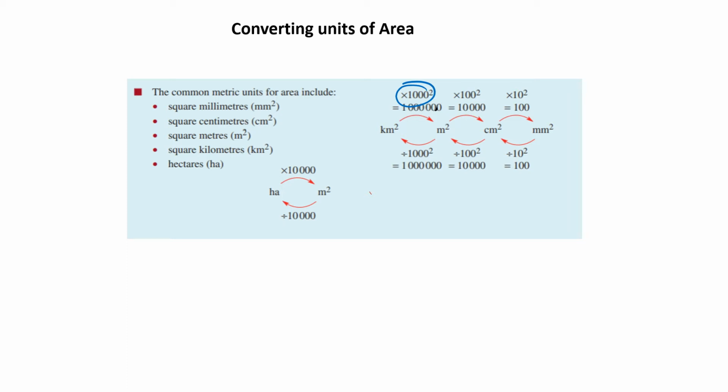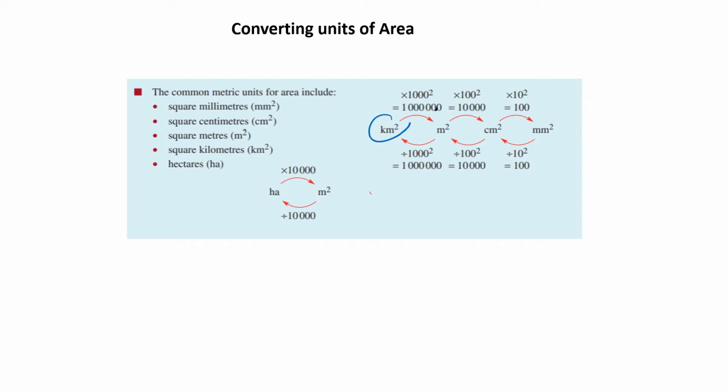Because remember, when you're squaring it, you're basically going 100 times 100, or 1,000 times 1,000, as you've got here, or 10 times 10. And that's where you're getting these values of 1,000,000, or 10,000, or 100, whereas before you had 10, 100, and 1,000. So that's the sort of thing you're doing.